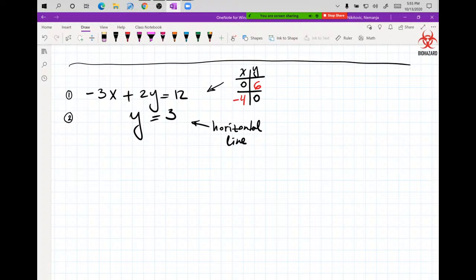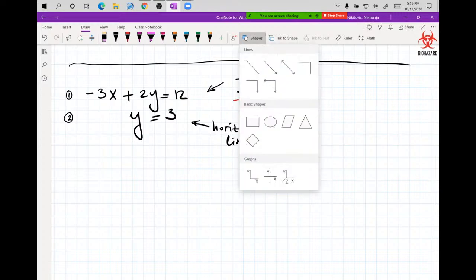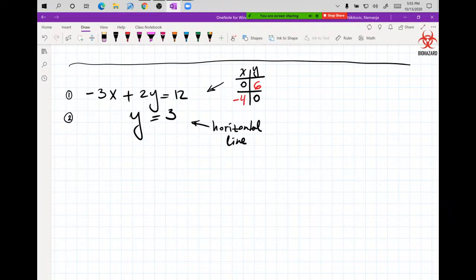Wait, I'm confused. Where did you get 6 and where did you get negative 4? That's the calculation we learned in 3.3, where you plug in 0 and then you calculate y, and then in the second pass you plug in 0 for y. Okay, yep, I got it. Good. So now we are going to graph this.